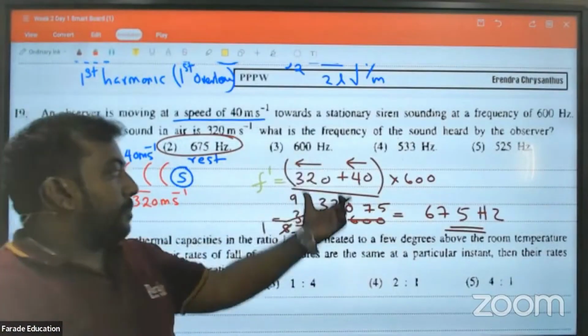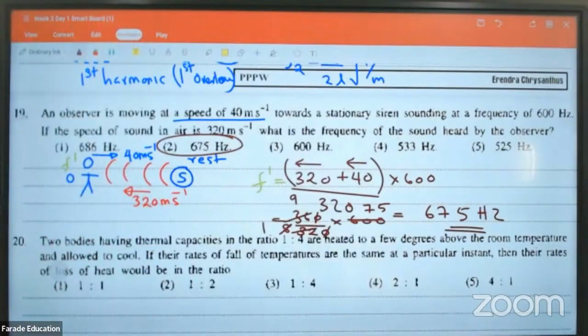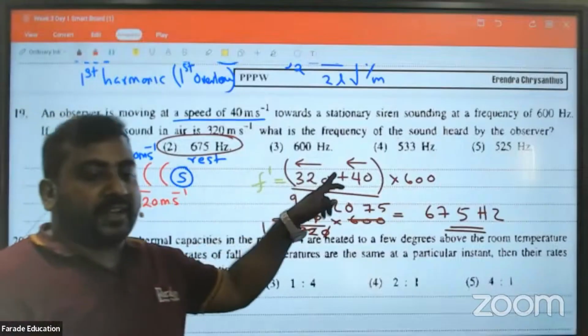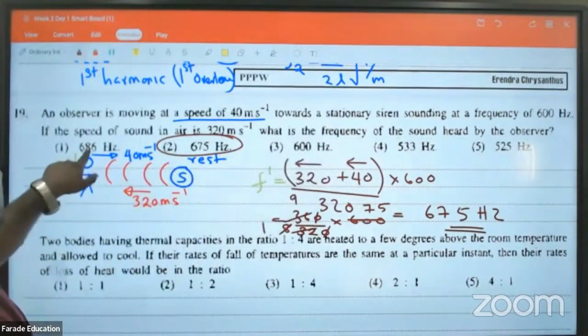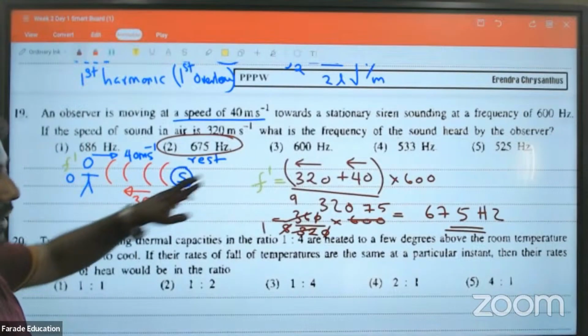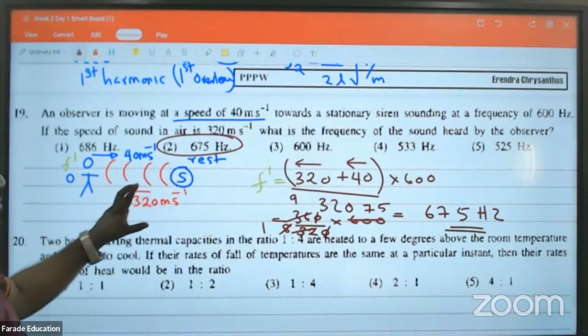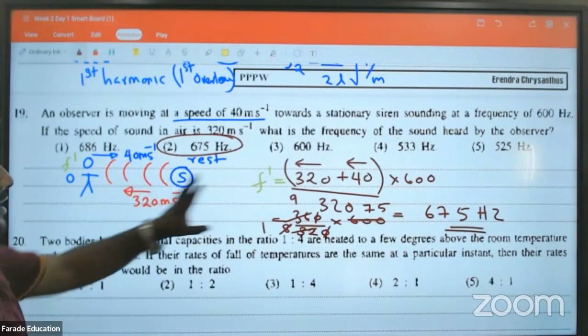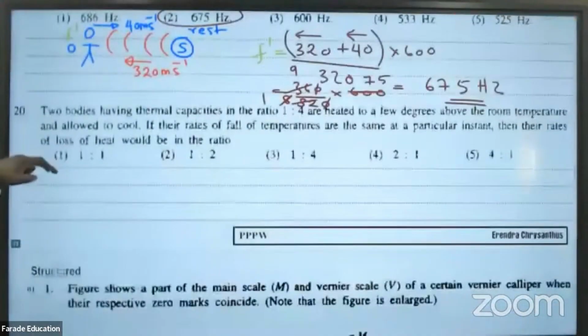So by applying Doppler effect, you can quickly get the answer. So what's the Doppler effect? Velocity of sound with respect to observer: make the observer stationary that way, put a 40 that way, 40 plus 320 is 360. Velocity of sound with respect to source: source is anyway at rest, so only 320, into actual frequency. So not difficult. I'm sure all of you have got this correct.